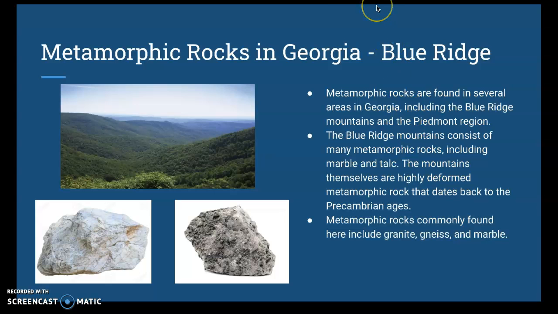So there are metamorphic rocks in Georgia in several different areas, mostly in the Blue Ridge Mountains and in the Piedmont region. The Blue Ridge Mountains consist of a lot of metamorphic rocks. The mountains themselves are actually highly deformed metamorphic rock that dates back to the Precambrian ages. The mountains consist of marble, talc, and other rocks found here are granite and gneiss.